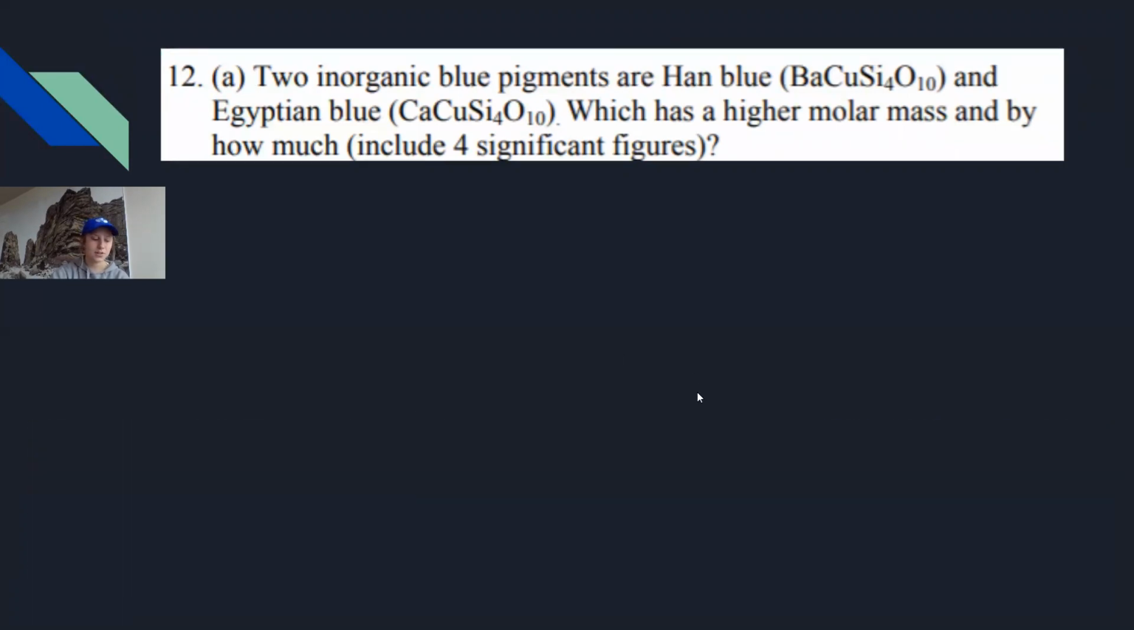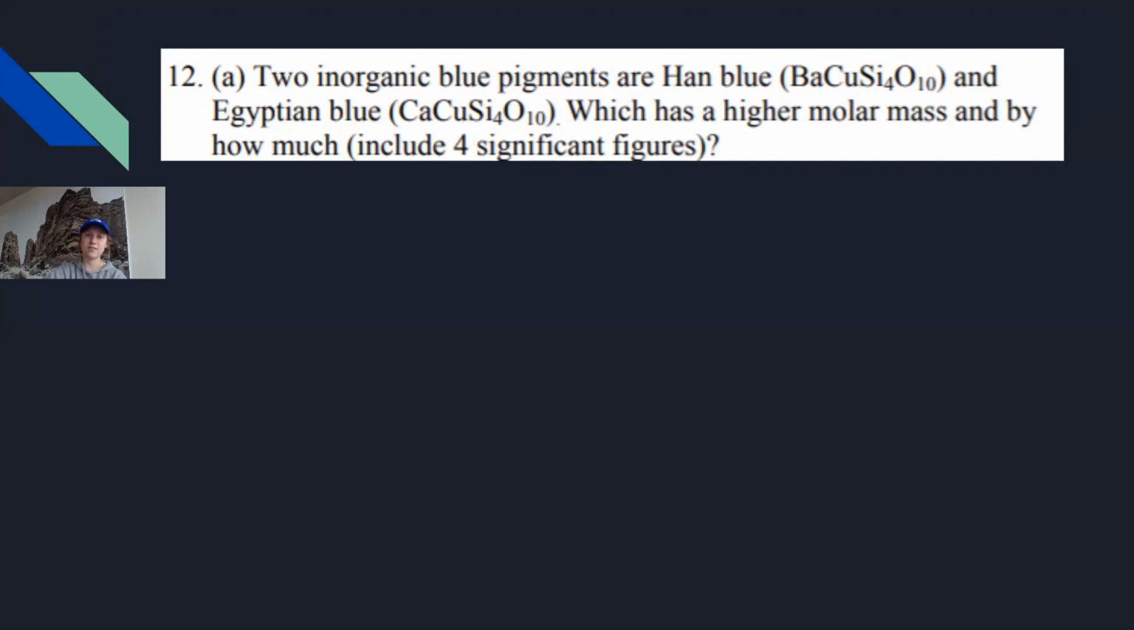So for this problem, you need to get the molar masses of both of them, and you just do that by adding up 1 barium, 1 copper, 4 silicons, and 10 oxygens. You add them up on the periodic table. I got Han blue, I always think of Han Solo from Star Wars, to be 473.24 grams per mole, and the Egyptian blue to be 375.99 grams per mole. So the higher molar mass is going to be the Han blue.